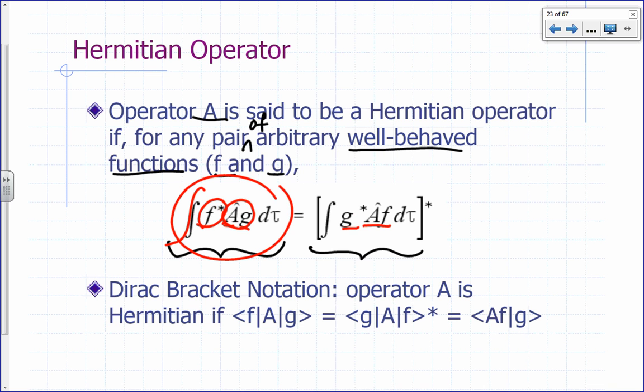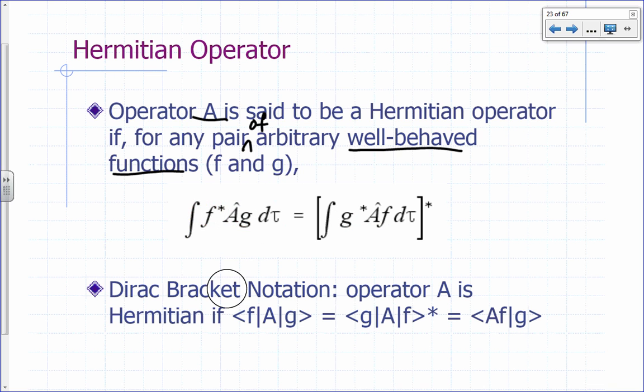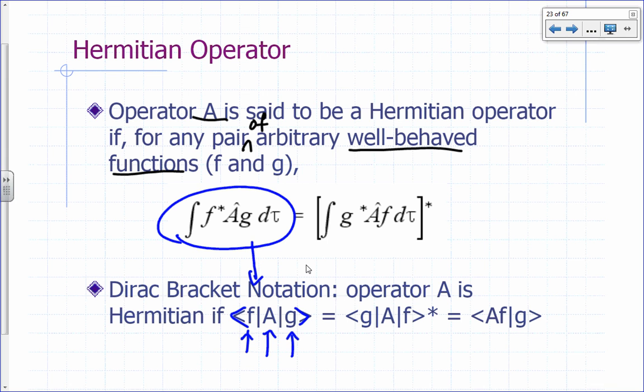Okay? The Dirac bracket notation is a very simple abbreviation for this. It is to write it this way: F, A, G, and then you have your brackets right there. If you write it this way, then that means operator A on G, and then multiply it by the complex conjugate of F, and then integrate over all space. So this is a shortcut for this one right here. These two mean the same thing. Okay?